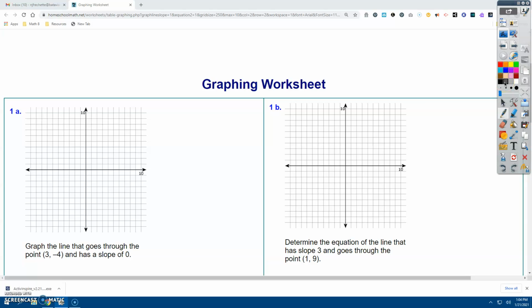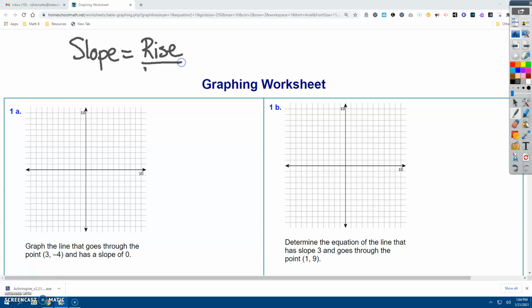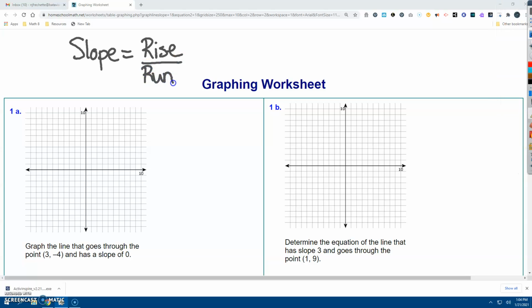Slope, we always know, slope is equal to rise over run. And what I mean by that is our rise is always going to be our y, and our run is always going to be our x. So when you think of your rise, you're either rising up or down, right? Think vertical. When you're running, you're thinking horizontal, or moving side to side.